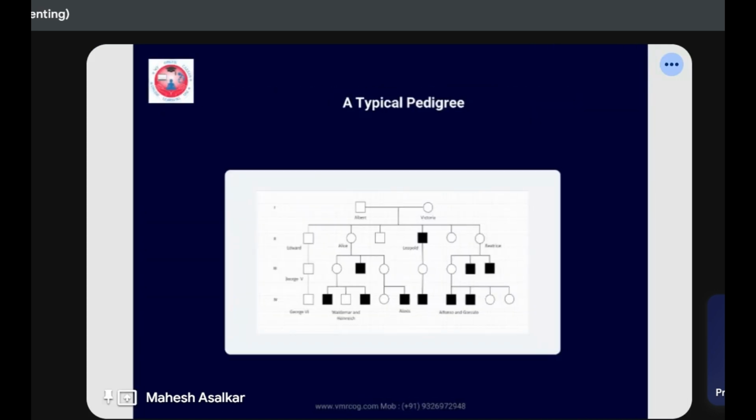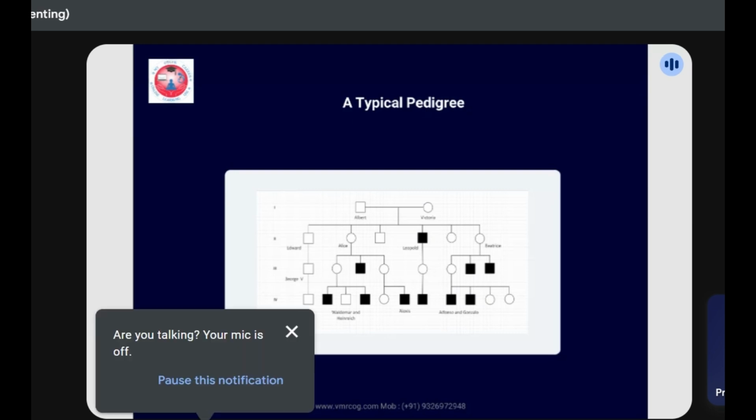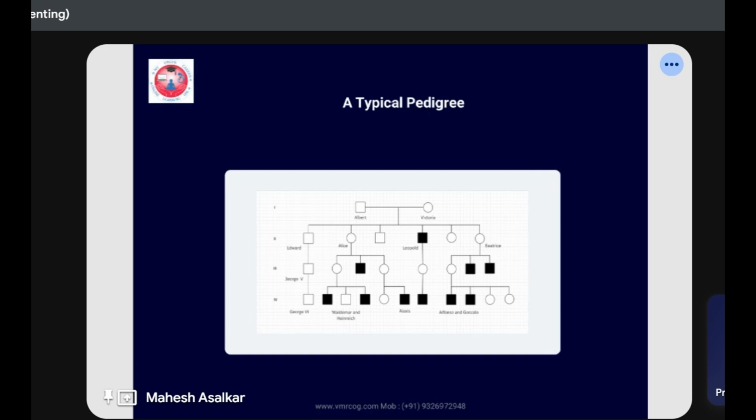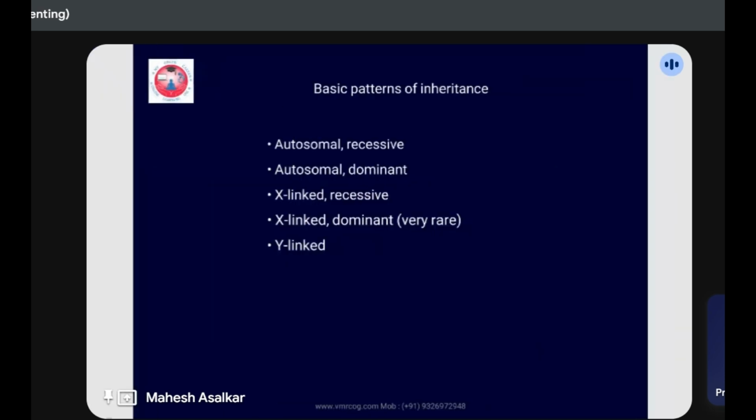Okay. So a typical pedigree will have generations, that is generation one, two, three, etc. And as you see in this particular figure, there is a marriage line, and then there are siblings. And the affected proband is shown. Okay. So this is the typical pedigree.